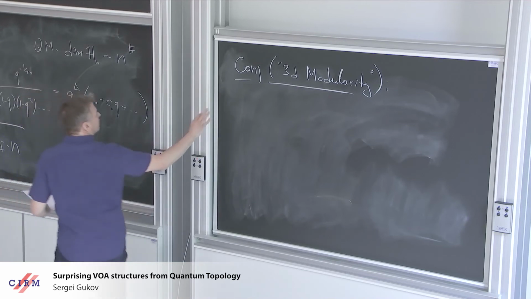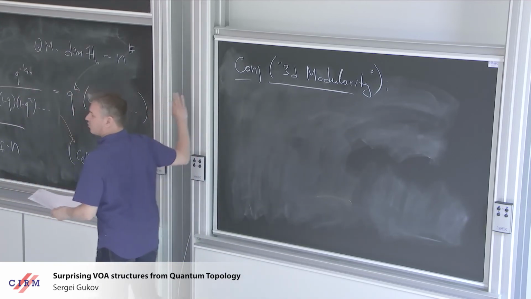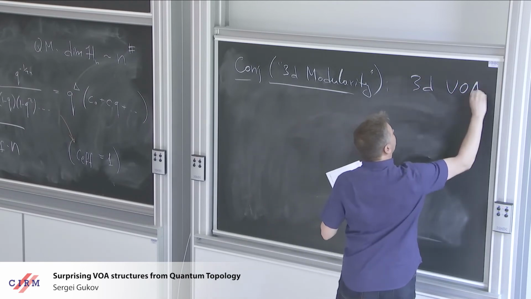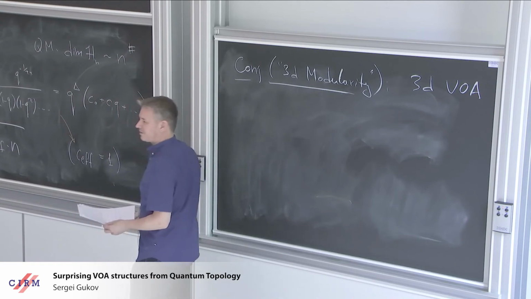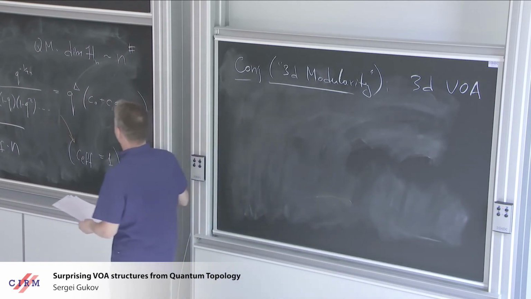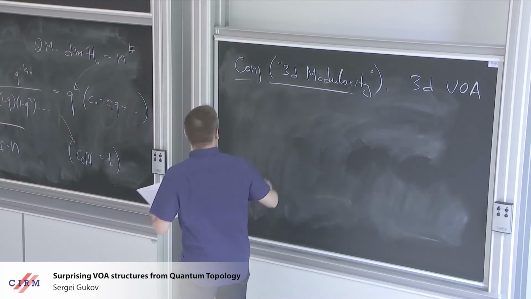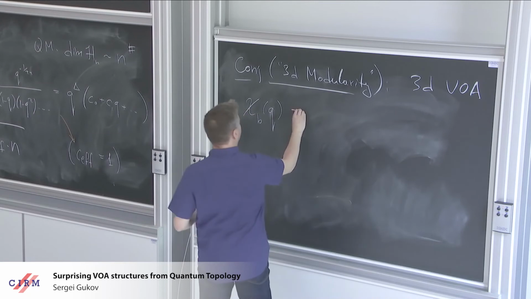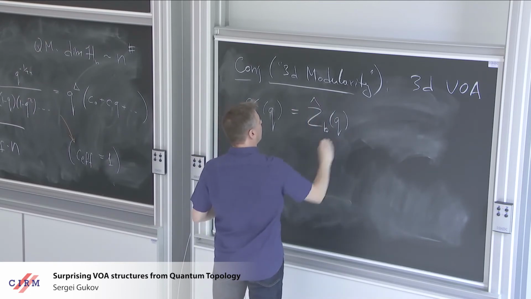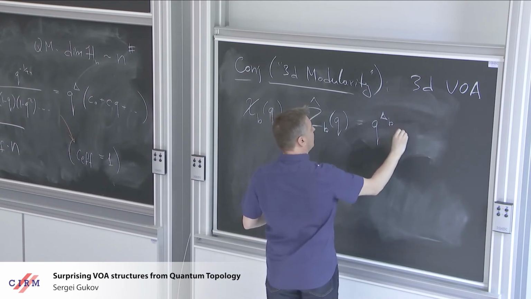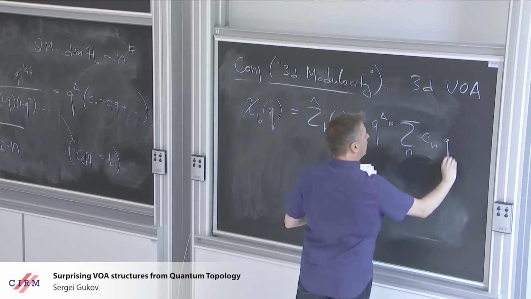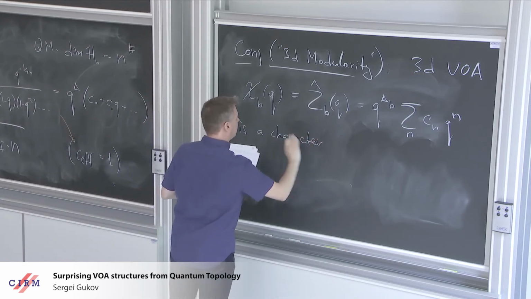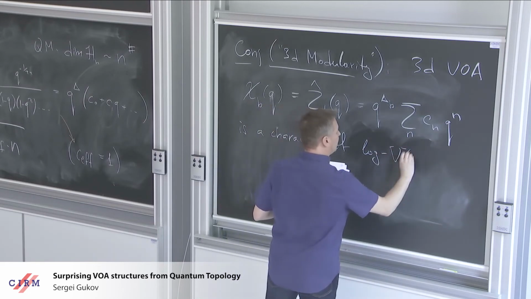In retrospect, it seems that it has more to do with vertex algebras than modularity. So it should be called like 3D VOA because it comes from three manifolds and leads to vertex algebra type objects. And conjecture basically says that if it looks like a character, it should be a character. So therefore, if we think about this as a character in vertex algebra for any three manifold, then this object is a character of logarithmic VOA.